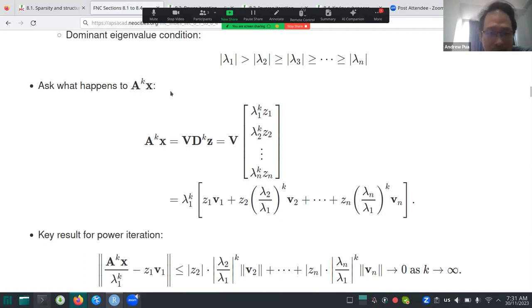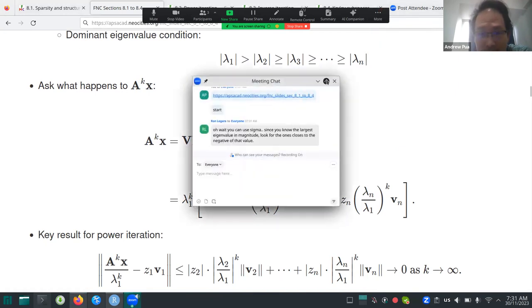And then the idea is intuitive in the sense that we want to know what happens to A to the k times x, because intuitively, the largest eigenvalue will shine more in this situation. So let me just see the chat.